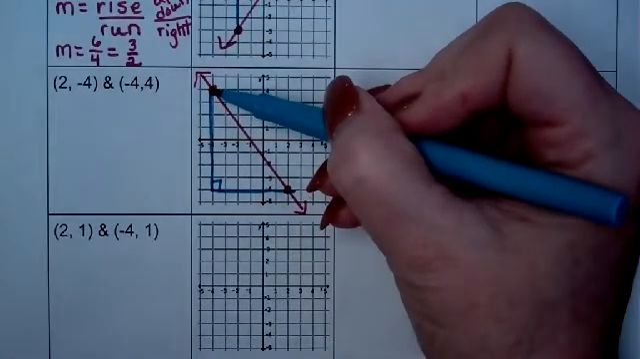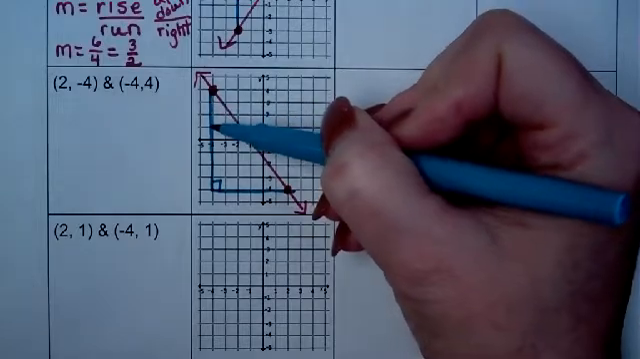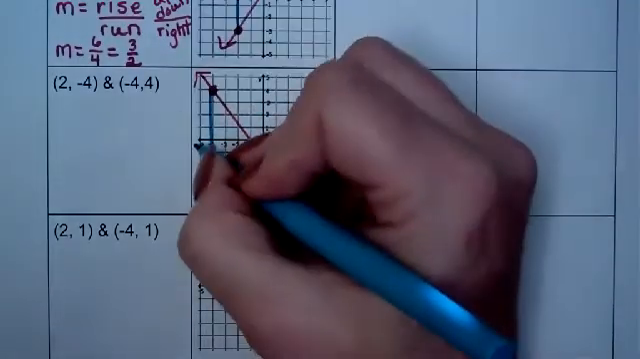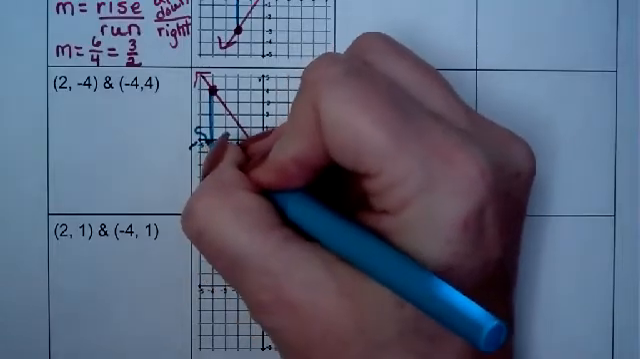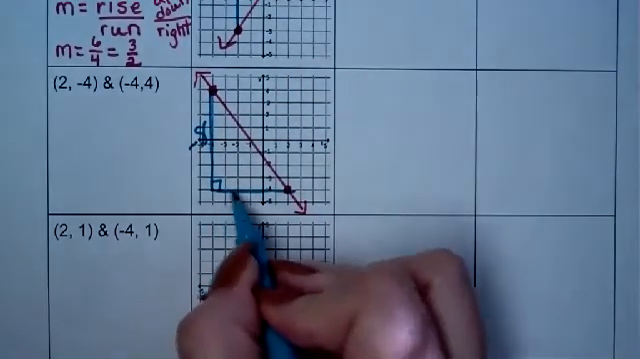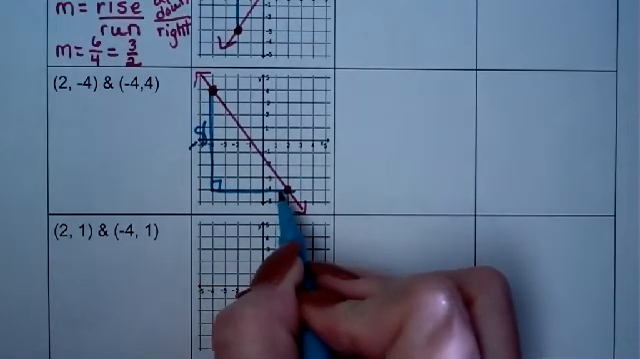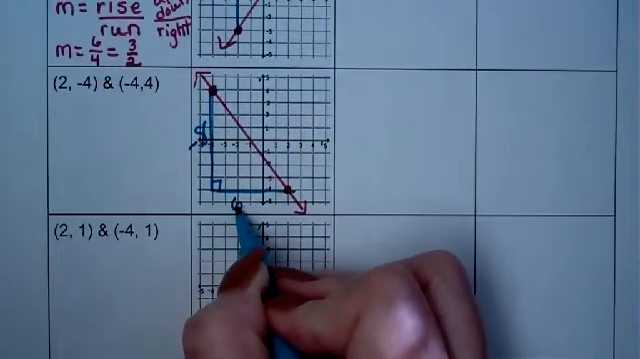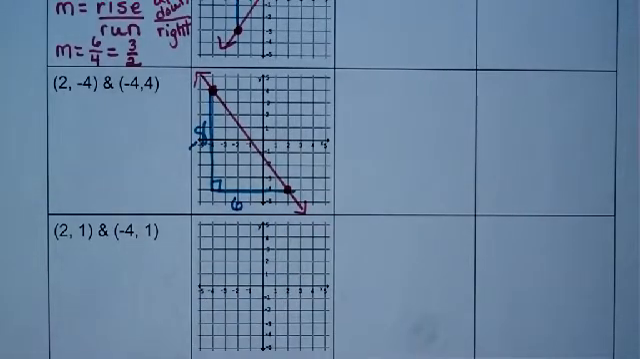Now I'm going down, so it's 1, 2, 3, 4, 5, 6, 7, 8. Since I went down, it's -8. Now let's go to the right. 1, 2, 3, 4, 5, 6. Since I went to the right, that's in a positive direction, so that's 6.